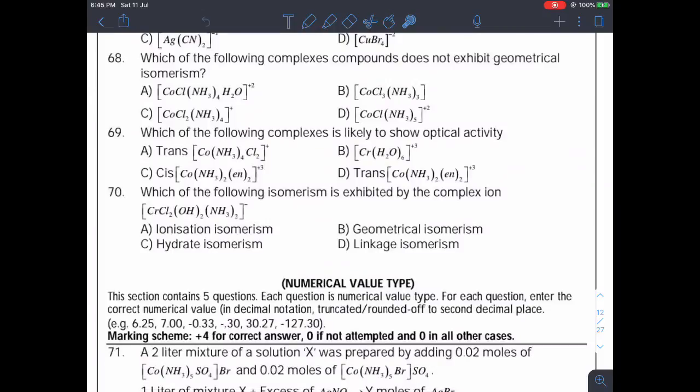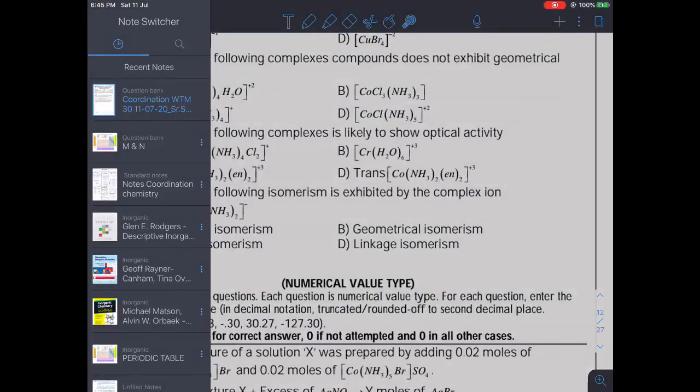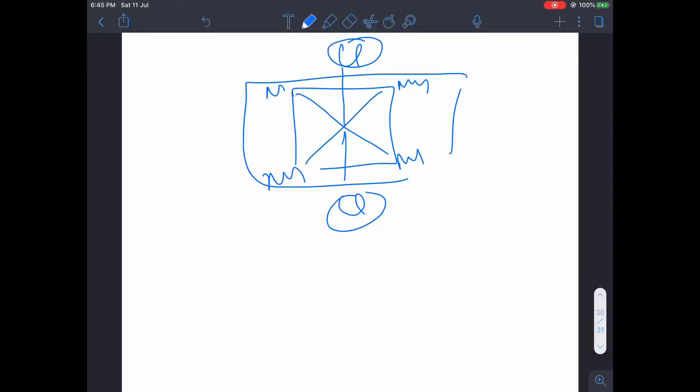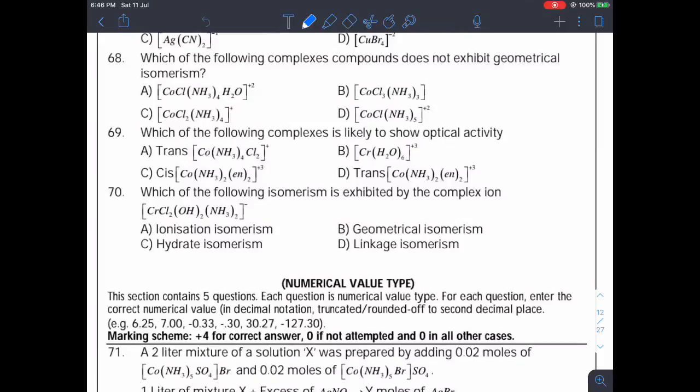So trans of ammonia 4 Cl2, ammonia 4 and Cl2. So Cl2 we have to take at 180 degrees, whereas every other position will be ammonia. So clearly you can see here a plane of symmetry is there, this will overlap this one. So it is not optically active. Moving to the next example, this is all symmetrical anyway, all are water, so it will be cancelled out automatically.